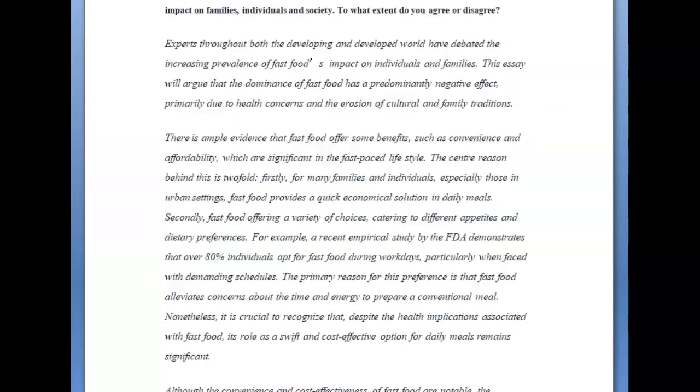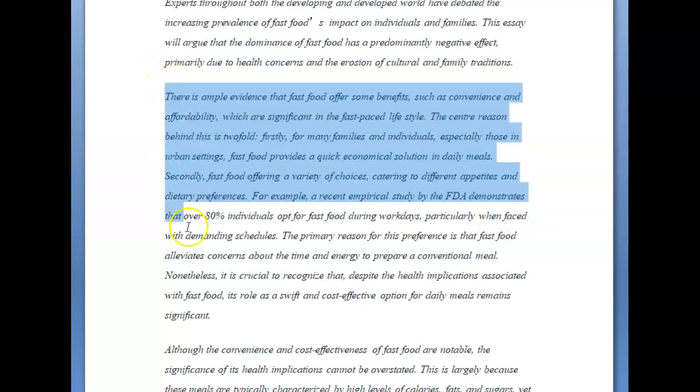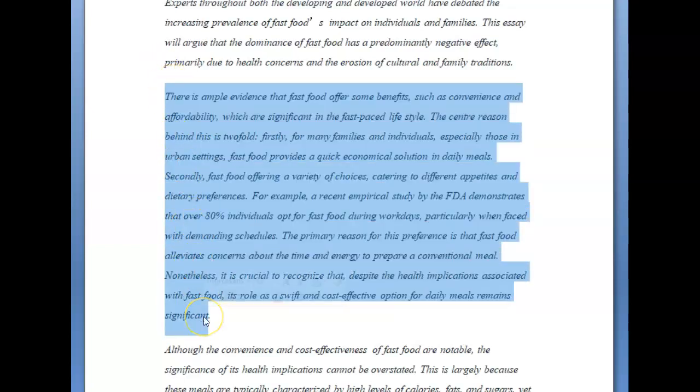You know what I'm going to tell you? I'm going to tell you that you did not need this paragraph at all. You could have completely gotten rid of it. And I'm going to tell you why. Because it doesn't ask you to talk about both sides. It asks you, to what extent do you agree or disagree with the argument?